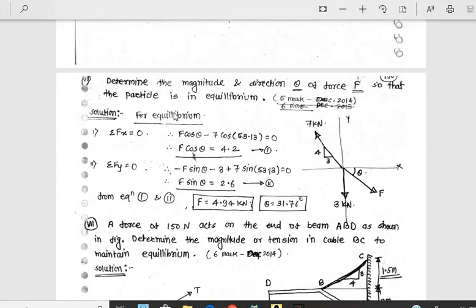Now next, problem number 6. Determine the magnitude and direction theta of a force P so that the particle is in equilibrium. This theta and P are to be determined.